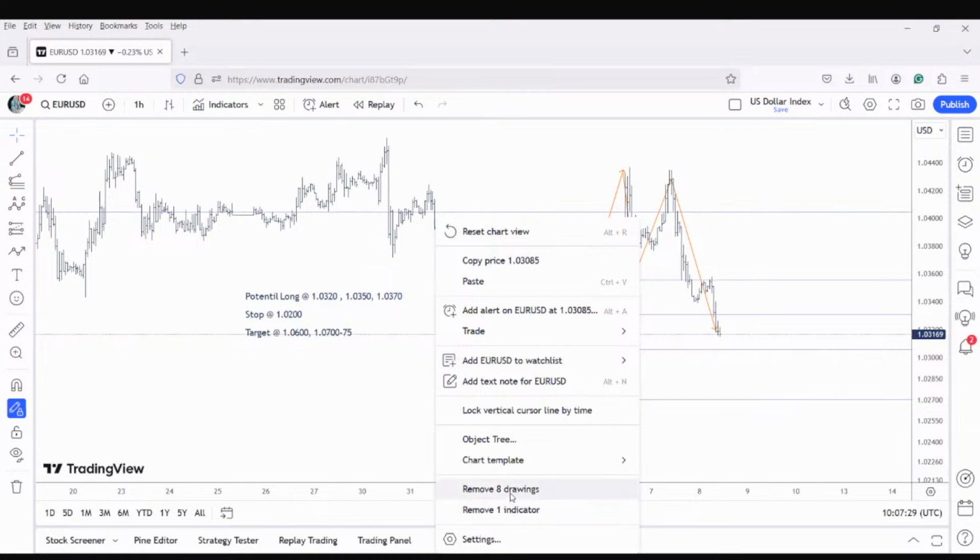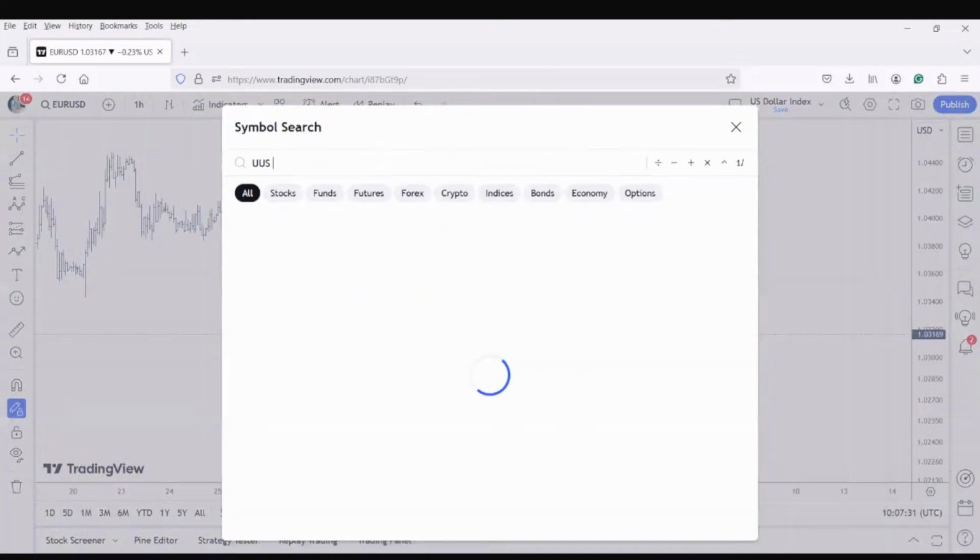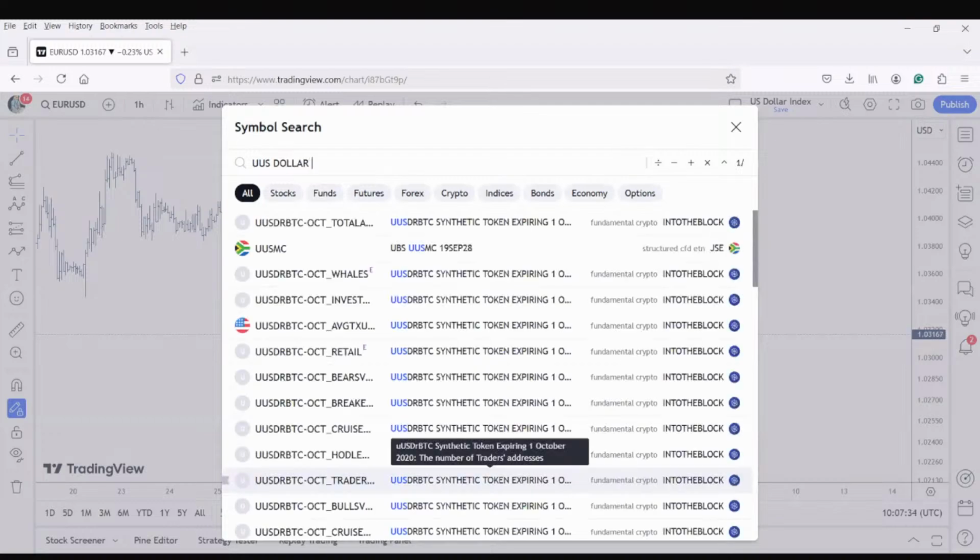Okay, that is Euro USD. I'll bring up the dollar index now.